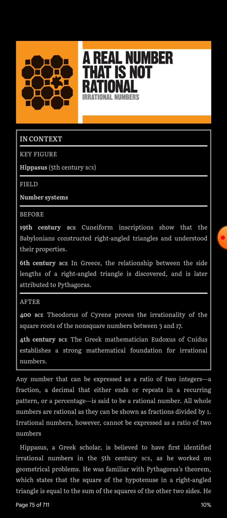the Greek mathematician Eudoxus of Cnidus establishes a strong mathematical foundation for irrational numbers. Any number that can be expressed as a ratio of two integers, a fraction, a decimal that either ends or repeats in a recurring pattern, or a percentage is said to be a rational number.